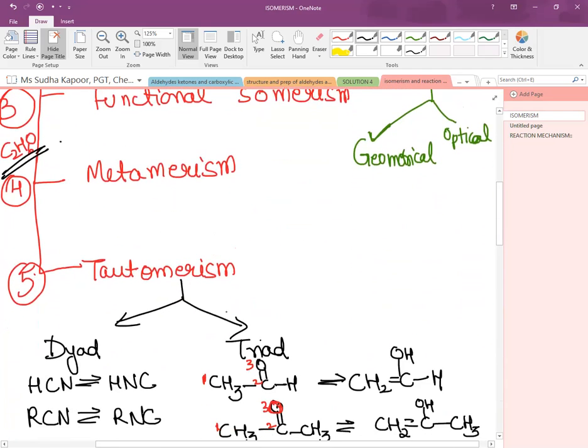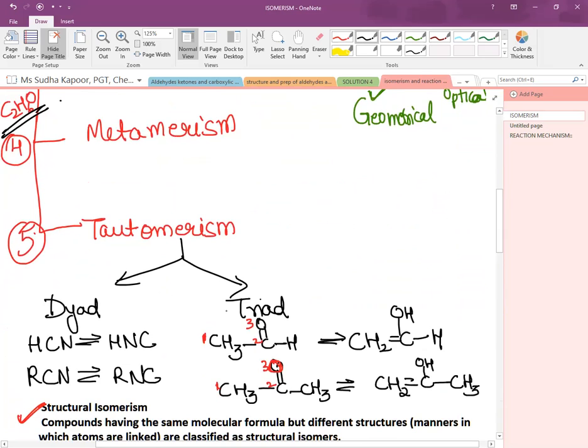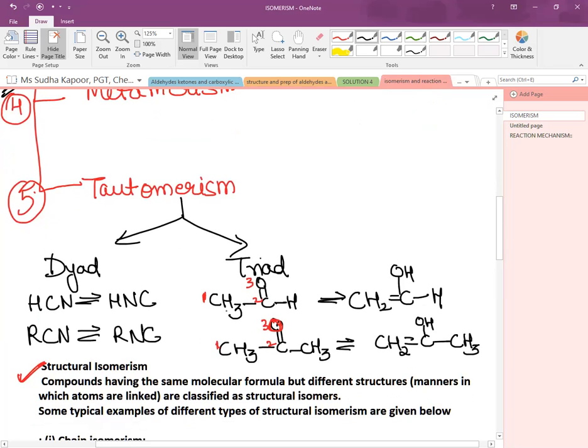There is also one other isomerism, known as tautomerism. This is a special kind of functional isomerism in which the isomers exist in dynamic equilibrium with each other. It can be further considered as a dyad system and a triad system. In the dyad system, it involves the 1-2 migration of the proton, that is, the H has been shifted from this place: HCN or HNC. The second is RCN, RNC.